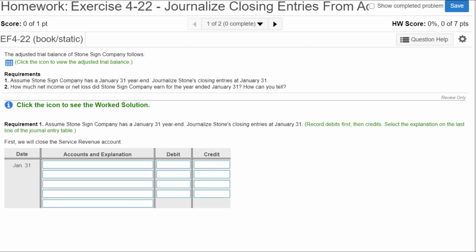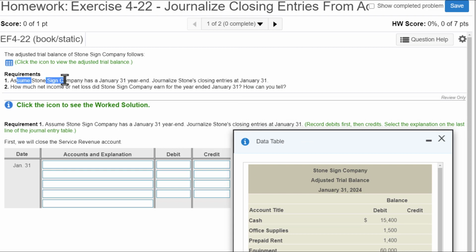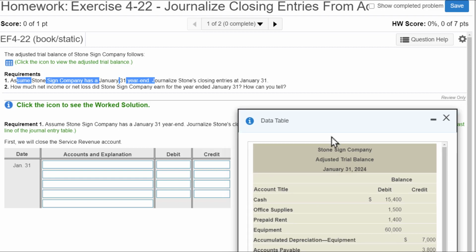Exercise 4-22, we're going to journalize the closing entries from an adjusted trial balance. And these adjusted trial balance columns would also be found on the worksheet. So the adjusted trial balance of Stone Sign Company follows, which I open by clicking here. And it says, assume Stone Sign Company has a January 31st year end. So it's the end of the year, and they happen to end their year on January 31st. Journalize their closing entries at the end of January.